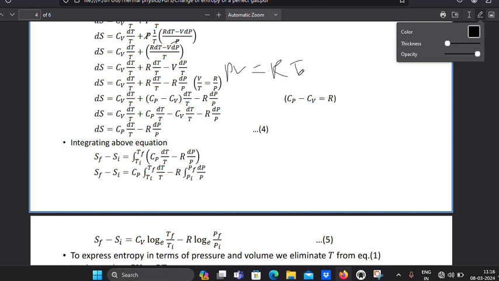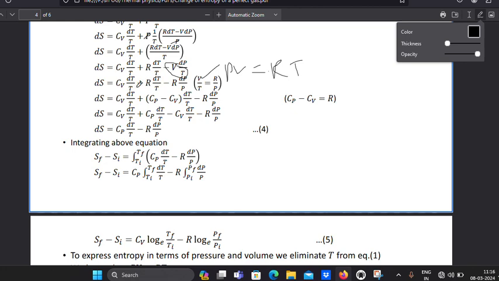By using this formula, what can we change? We can replace this one, V by T. How? See, bring T this side and P this side, so it becomes like this only. So V by T can be replaced by R by P. Now it is dP by P, so it is easily integrable. It is also integrable easily.